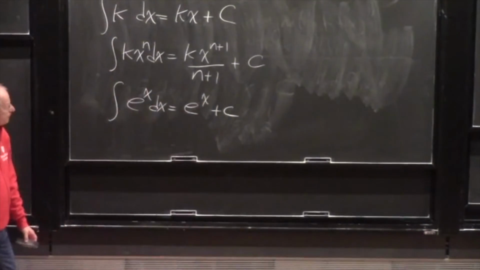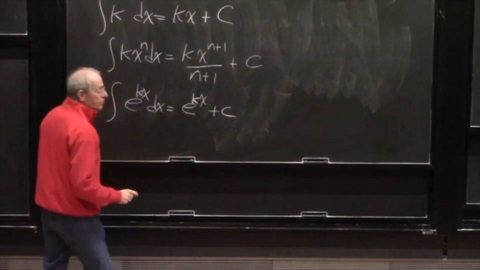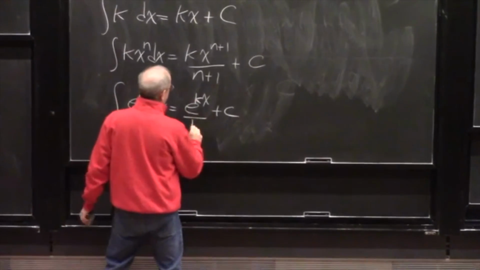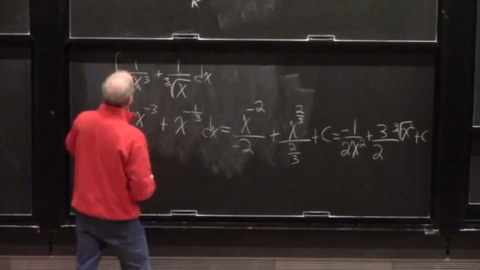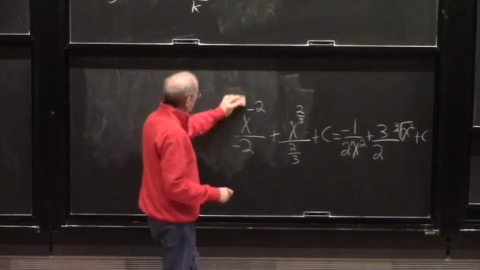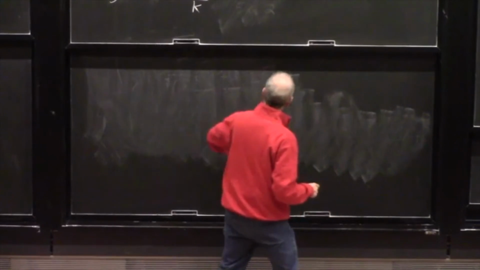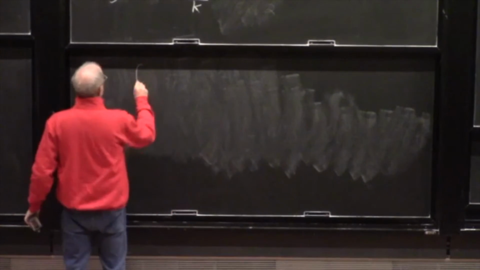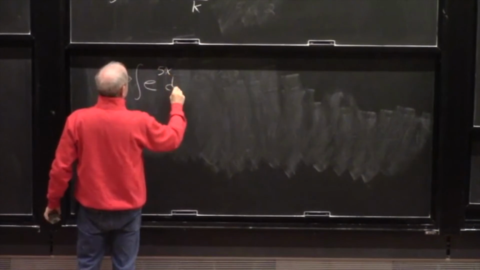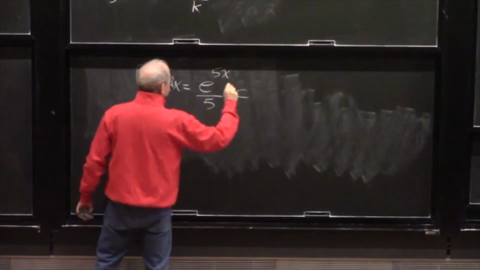That's not too hard. And if you throw a constant up here, well, when you took the derivative, you would multiply by that constant. So when you take the antiderivative, you're going to divide by the constant, because you're sort of working the chain rule backwards. So the integral of e to the 5x is e to the 5x over 5 plus a constant.